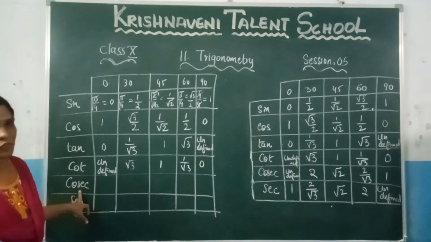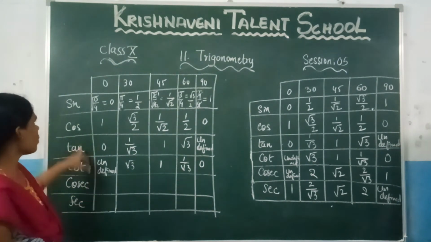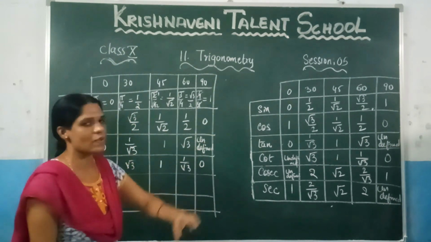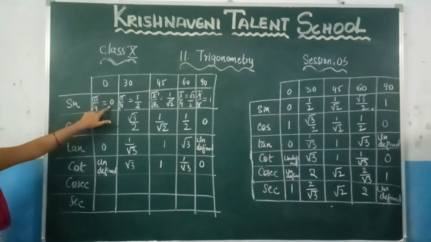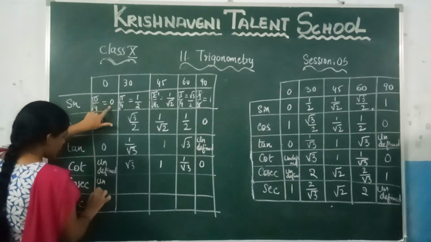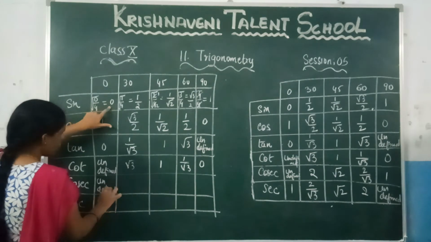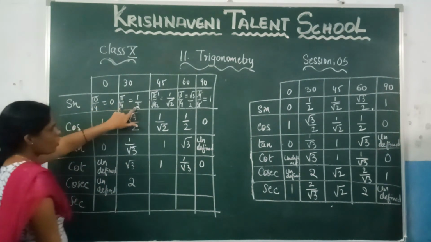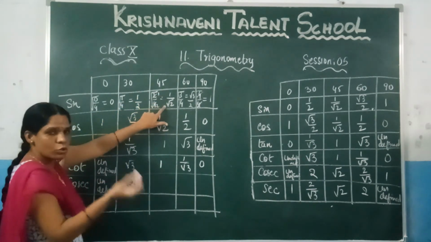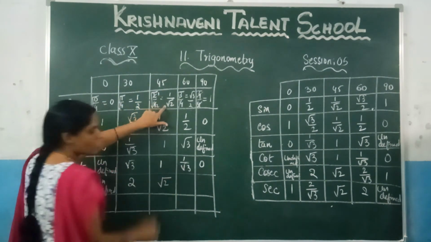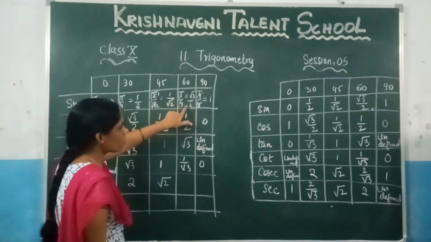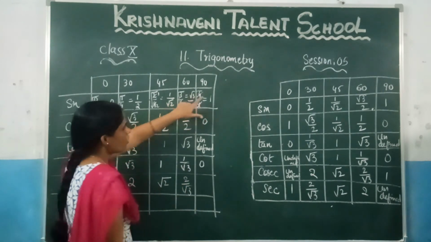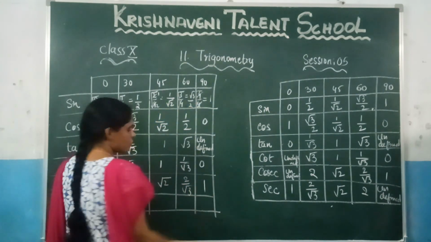Now we need to find the value of cosecant, and you know that the reciprocal of sine is nothing but cosecant. So just write the reciprocal of all these values. What is the reciprocal of 0? You know that it is undefined. So write here undefined. What is the reciprocal of 1 by 2? Which is nothing but 2 by 1. So write here 2. What is the reciprocal of 1 by root 2? Root 2 by 1. So you can write here root 2. And what is the reciprocal of root 3 by 2? 2 by root 3. So you can write it as 2 by root 3. And what is the reciprocal of 1? Which is 1. Right?